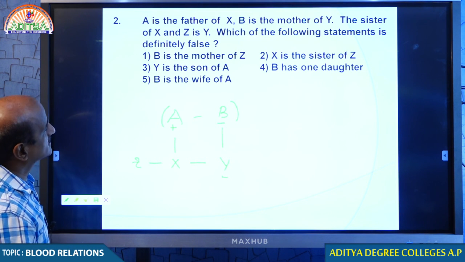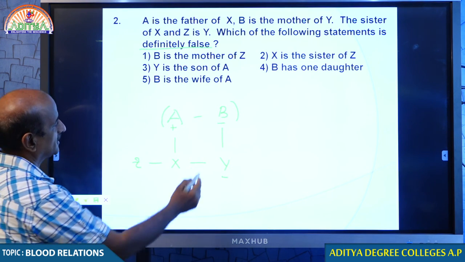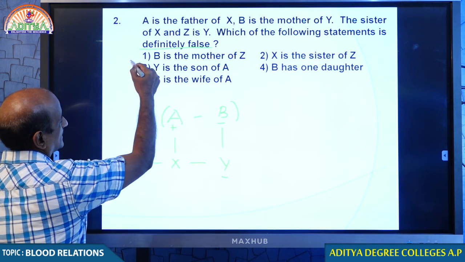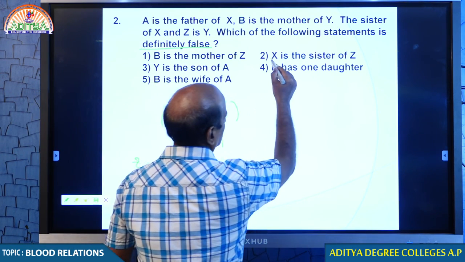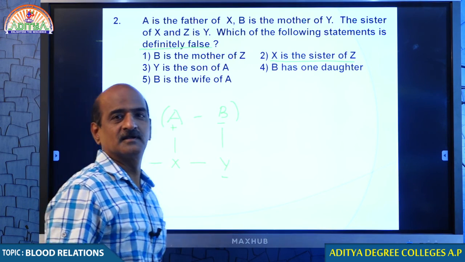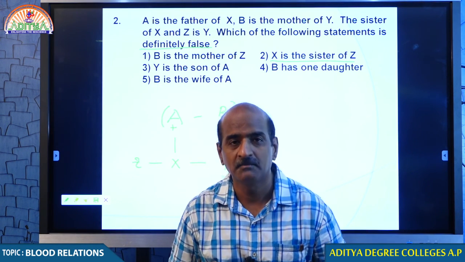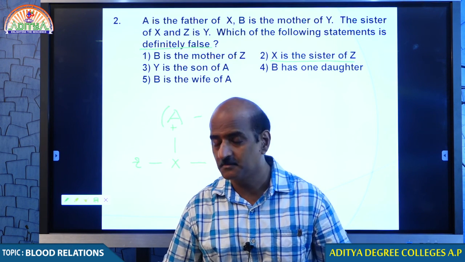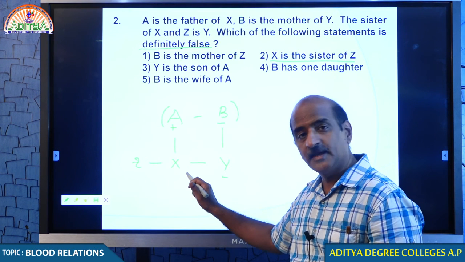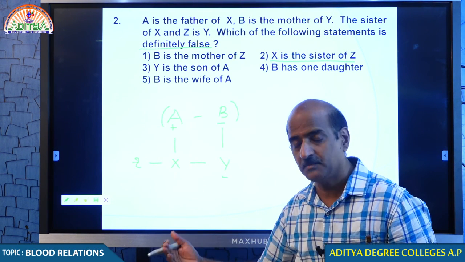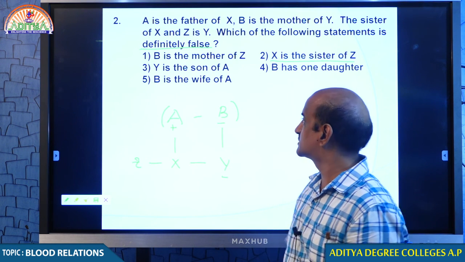Now, which of the following statements is definitely false? B is mother of Z. This is definitely true. X is the sister of Z. Whether that is definitely false or definitely true, it can be either, because X's gender is not clear. X may be a sister or may be a brother. We cannot definitely say anything. Just leave it. Next one.